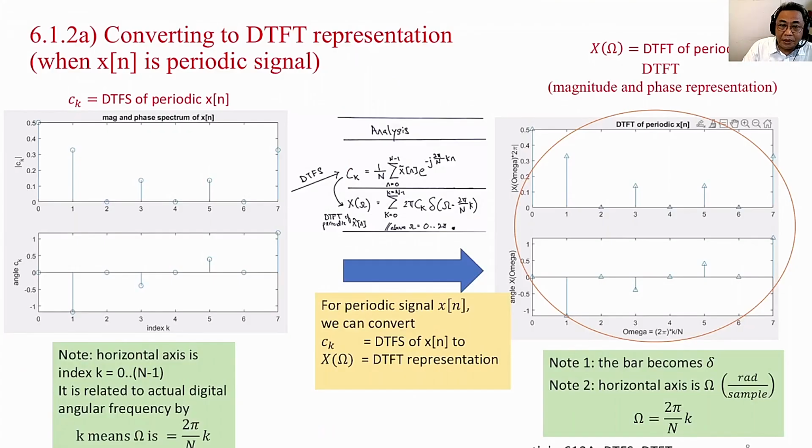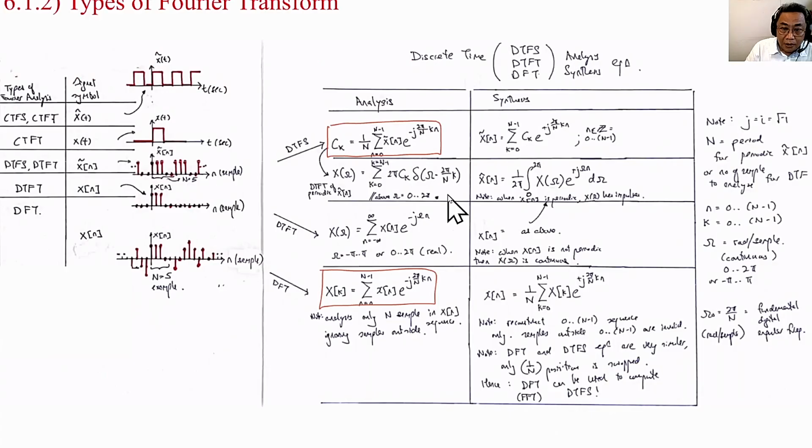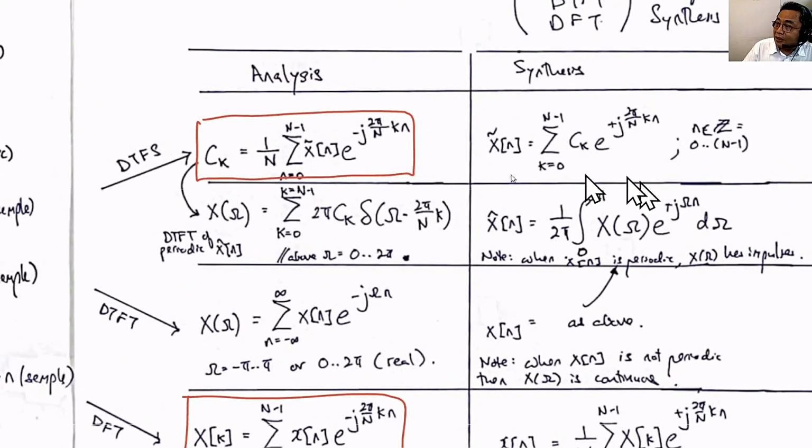The next example is to convert the DTFS to the DTFT. Remember, this is the problem we want to solve. In this example, we've seen that if the signal is periodic, we can calculate the DTFS. We can also use the DTFS coefficient Ck and represent it as DTFT, which is X of omega. What's the difference? For DTFS, the values are from k equals 0 to N minus 1. What about X of omega?